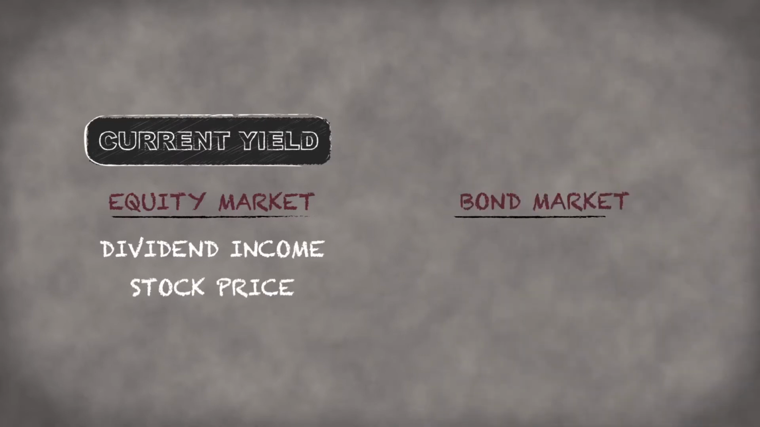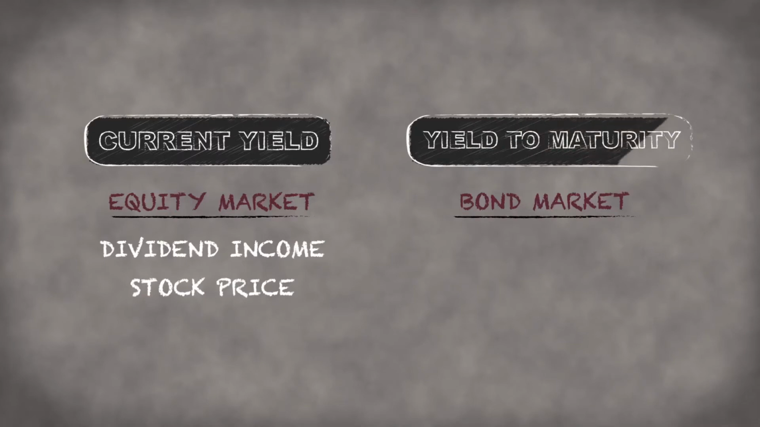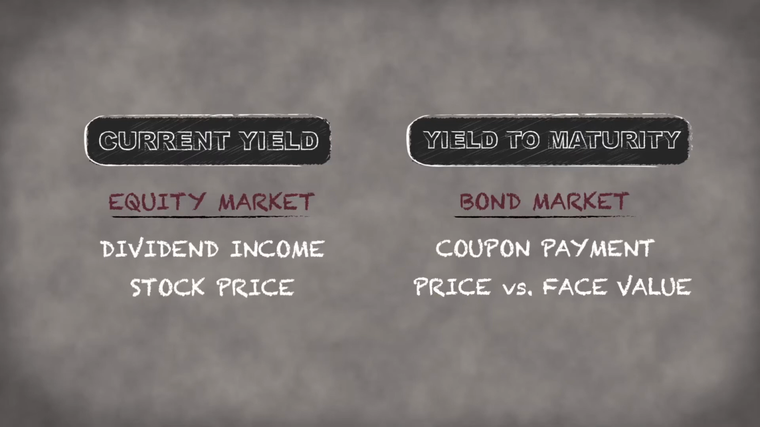Current yield is typically used more in the equities market when we are talking about income from a dividend and the price of a stock. In the context of the bond market, most often we will be talking about yield to maturity to account for regular coupon payments and the potential difference between the bond's price and face value.